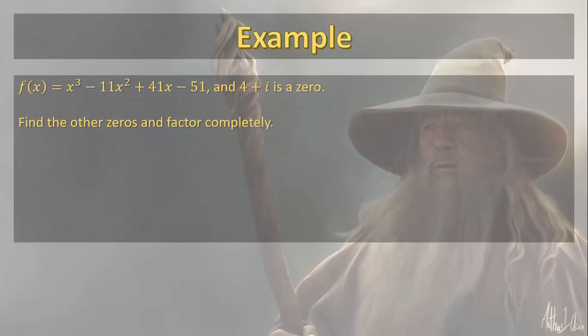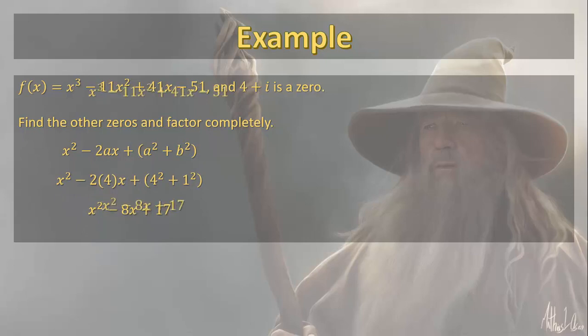All right, try this one. You may want to use that shortcut that I just gave you. I want you to try this one on your own. Okay, because I give you one of the complex zeros. All right, here we go. Putting it in the shortcut, we're going to end up with x squared minus 8x plus 17.